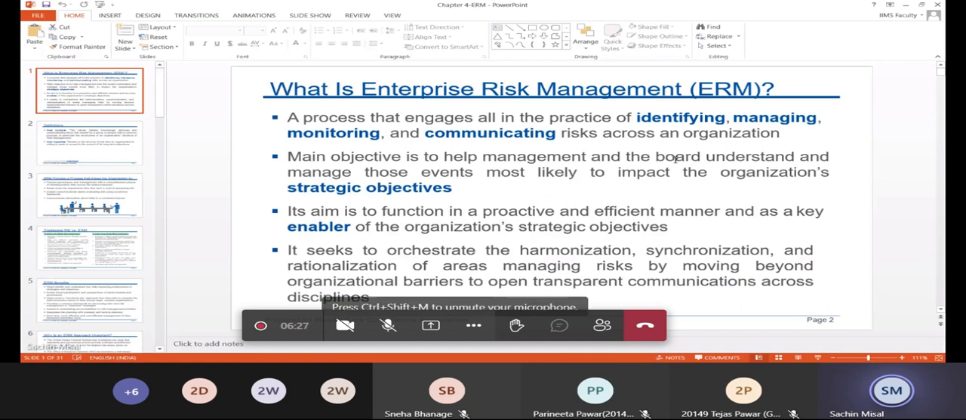Third, it aims to function in a proactive and efficient manner, as a key enabler of the organization's strategic objective. So whenever there is a risk, they have to come with a proactive plan, a pre-plan and a post-plan. Before a risk comes, we have identified that there is a risk, so the proactive and efficient plan or functions should be executed before that risk comes to you, before the risk visits your place.